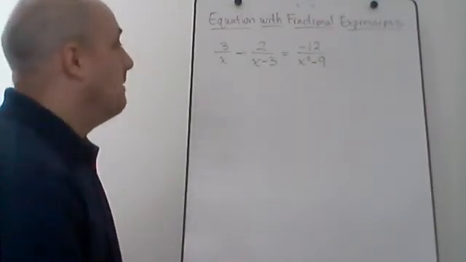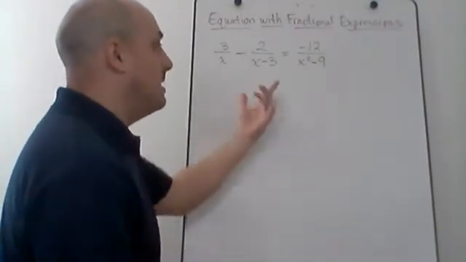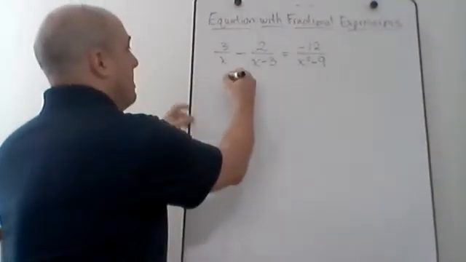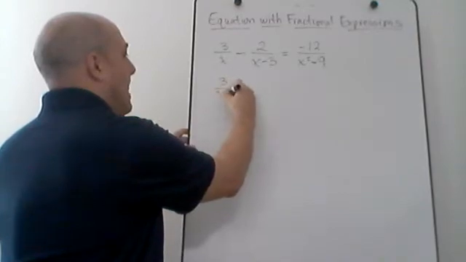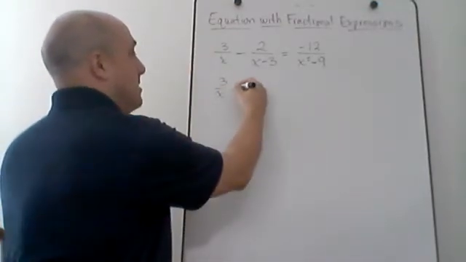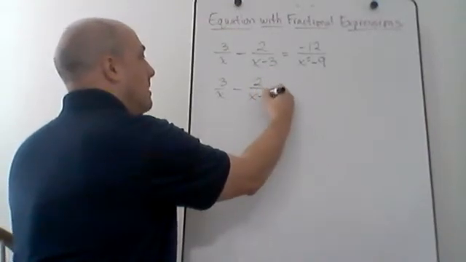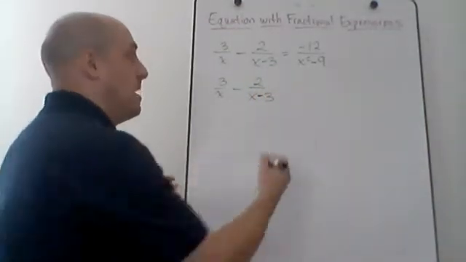So first thing I need to do is factor my denominators if I can, to help figure out what my common denominator is going to be. I have a 3 over x. I can't do anything with that x, that can't be factored. I have the 2 over x minus 3, also cannot be factored. There's nothing I can do with an x minus 3.